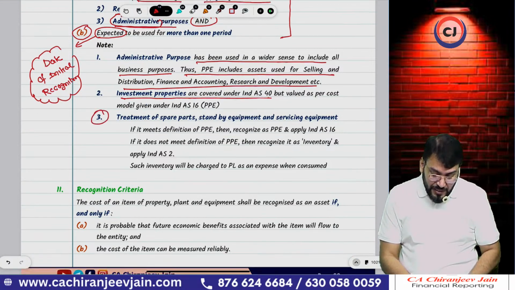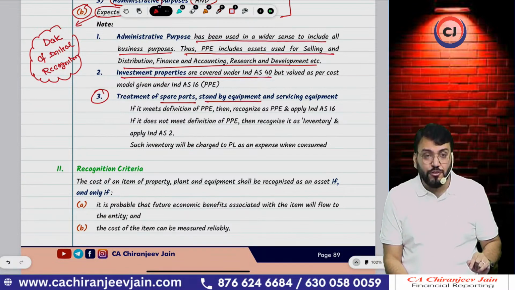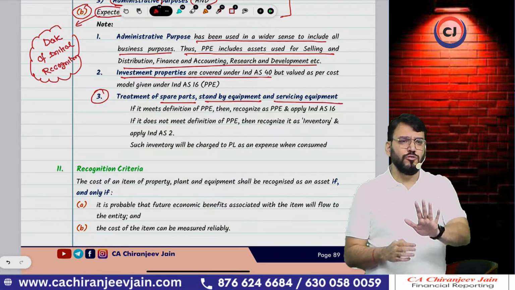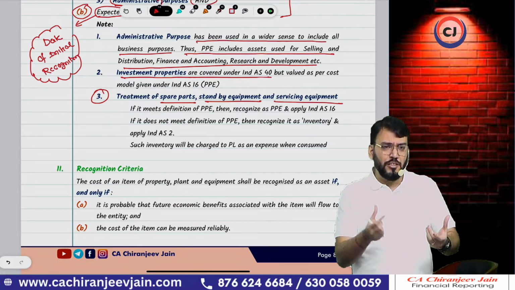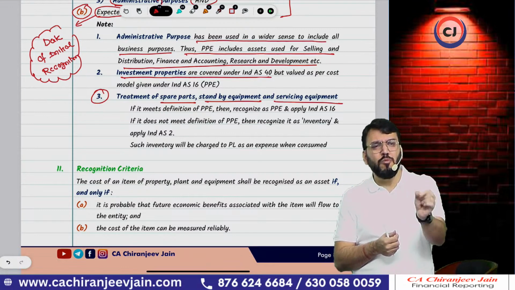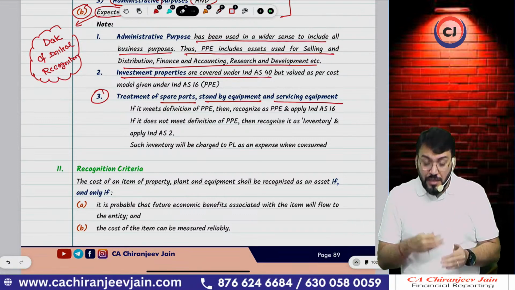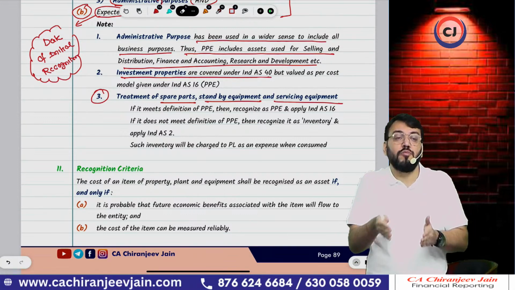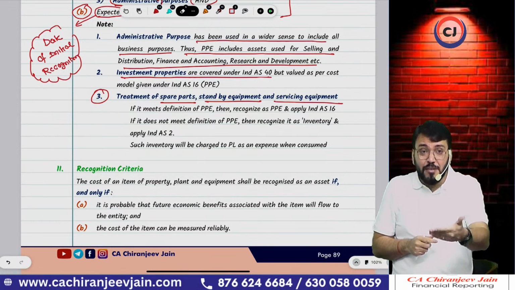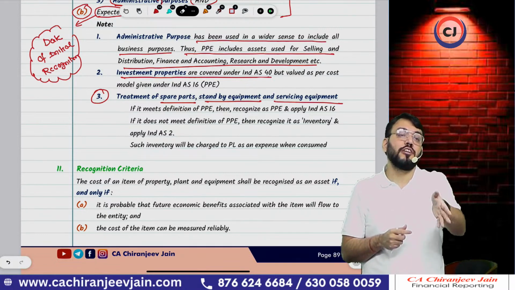Then one more clarification has been given about the spare parts which I was discussing under Ind AS 2, and standby equipment and servicing equipment. What is a spare part? Small equipment used when we are doing repair and maintenance, for replacing small components like nuts, bolts, loose parts. Servicing equipment means equipment used when you are doing repair and maintenance services. Standby equipment means any equipment which will be used when the principal equipment is not in use.